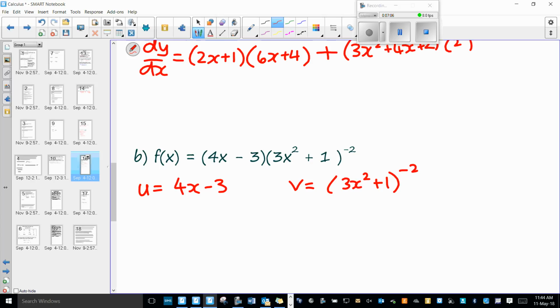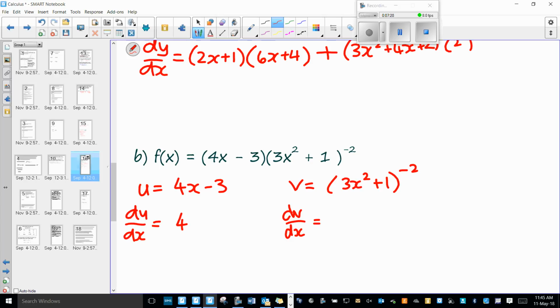So we're now going to find du dx, which is 4, and we're going to find dv dx. Now dv dx. Yeah. Well, we're going to need to follow the chain rule, aren't we? Because we have something fancy to the power.